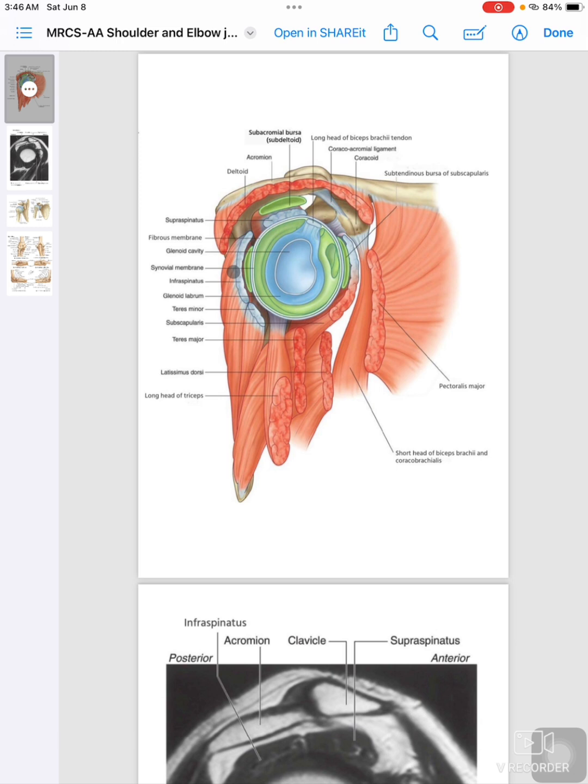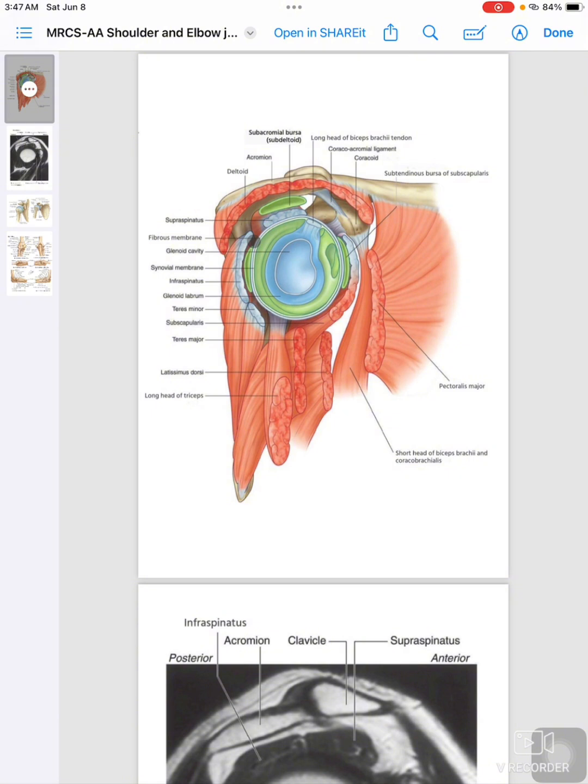Here's the fibrous capsule, which is attached to the scapula external to the glenoid labrum and to the labrum itself posteriorly. Superiorly, it attaches to the humerus at the level of the anatomical neck, and inferiorly to the surgical neck. Anteriorly, the capsule is in contact with the tendon of subscapularis.